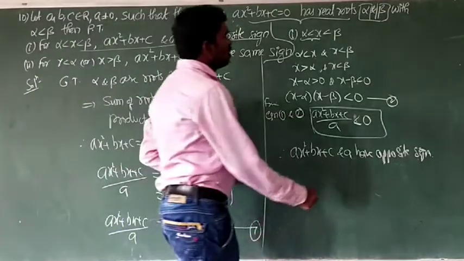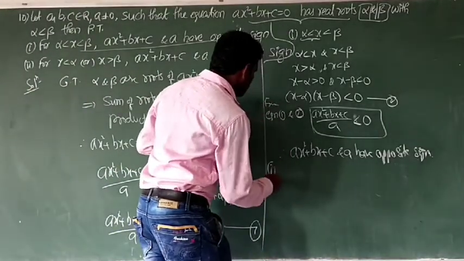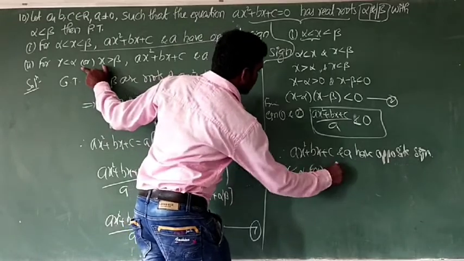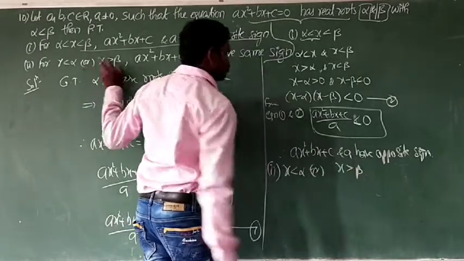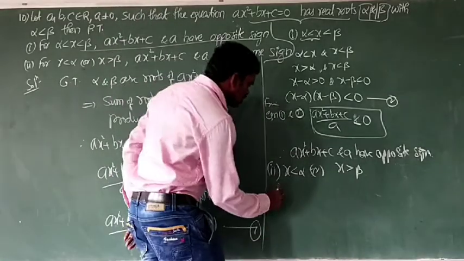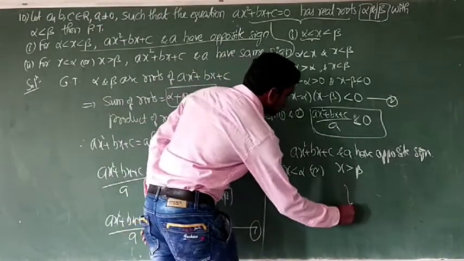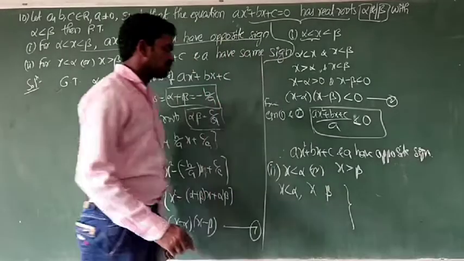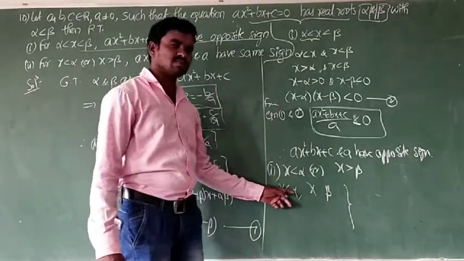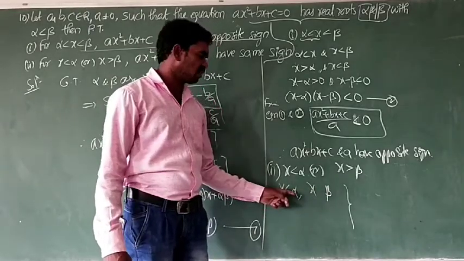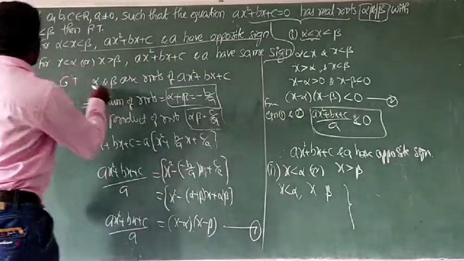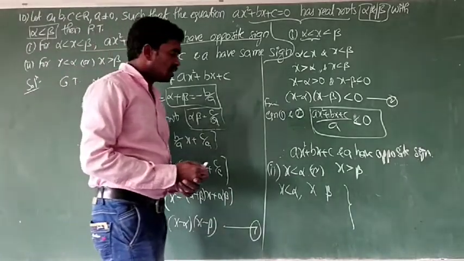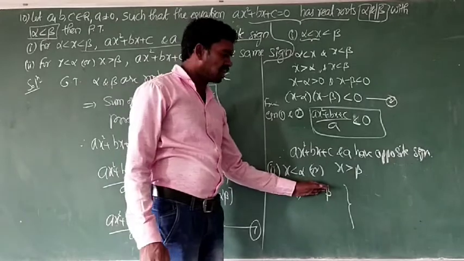And what about the second one? Second condition. What is the second condition? x less than alpha or x greater than beta. Means two conditions given in different ways. Suppose x less than alpha I am taking. Then what about the x and beta relation? Actually, alpha is smaller than beta. Am I right? Alpha is smaller than beta. Alpha smaller value, beta bigger value.